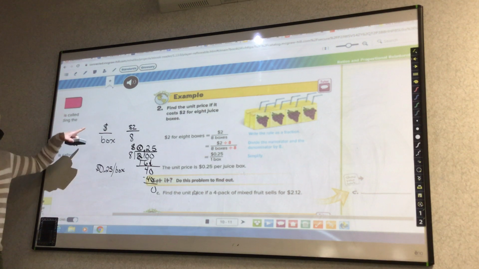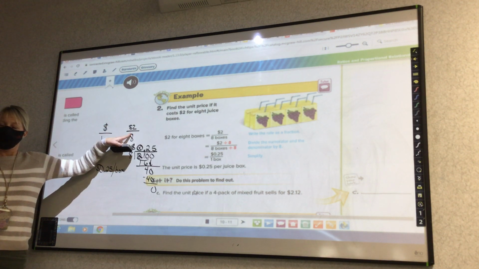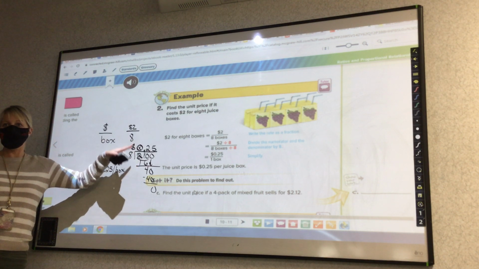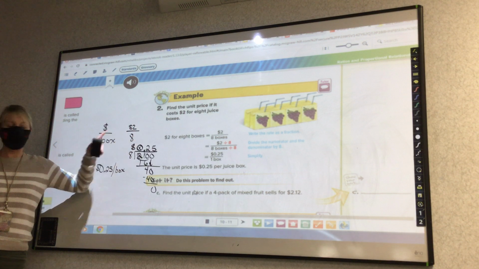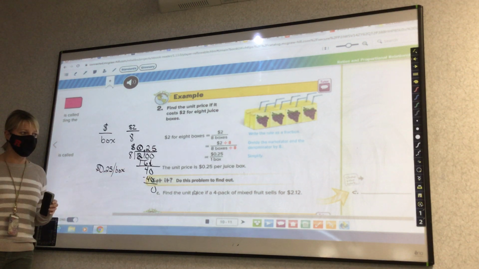If I show step 1, step 2, you're going to get to a point where you can just use a calculator to do the 2 divided by 8 and then put your step 3 on your paper. For right now, though, we are still showing work.